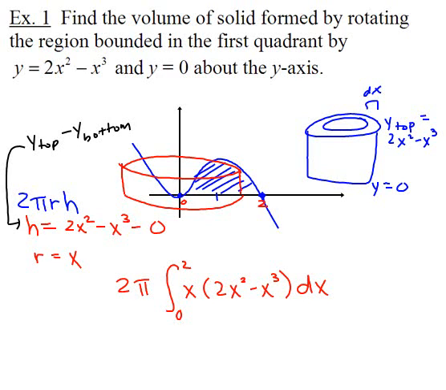Then using 2 pi rh as the area of the face of each shell and dx as the thickness, we get 2 pi times the integral from x equals 0 to x equals 2 of our radius x times our height 2x squared minus x cubed dx. To form the shells, imagine plugging in every radius from 0 to 2. The 0 represents the shell closest to the axis of rotation, and the 2 represents the shell furthest from the axis of rotation.